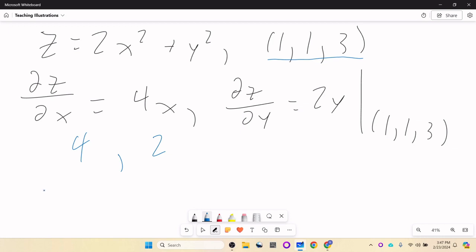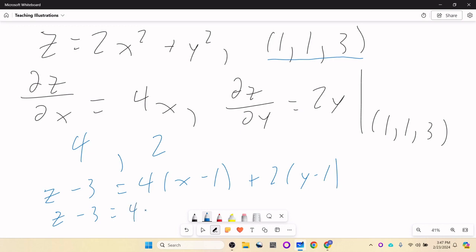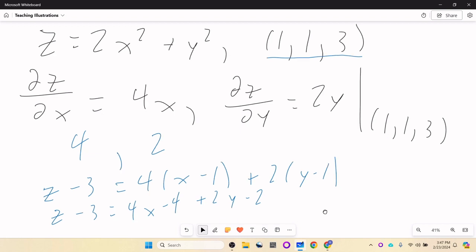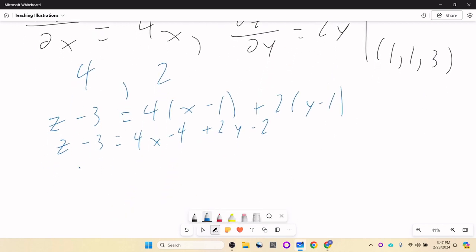So the equation would be z minus 3 equals 4(x minus 1) plus 2(y minus 1). So z minus 3 is 4x minus 4 plus 2y minus 2. And we can collect like terms. And again, if it just says find an equation, you don't have to expand it out like this, but I'm doing it anyway because it looks a little cleaner, I guess. z is 4x plus 2y minus 3.